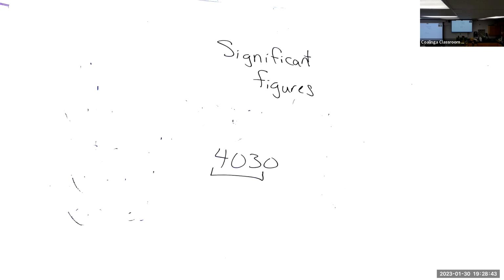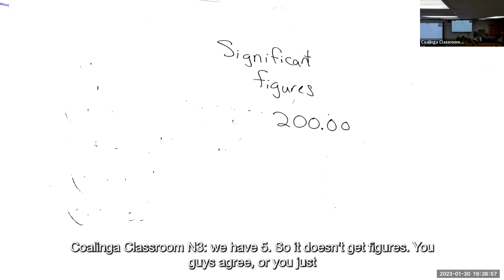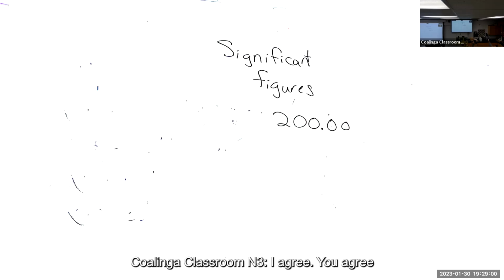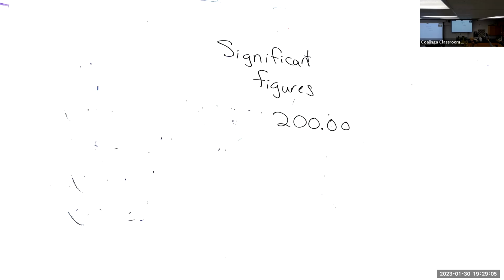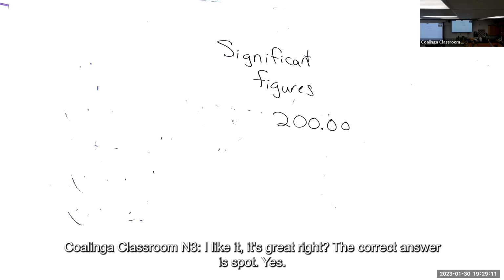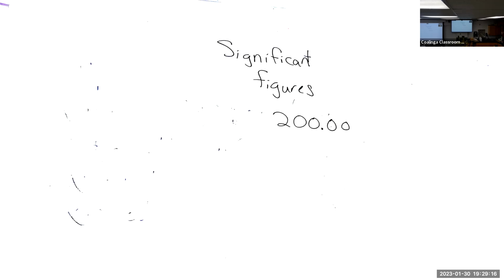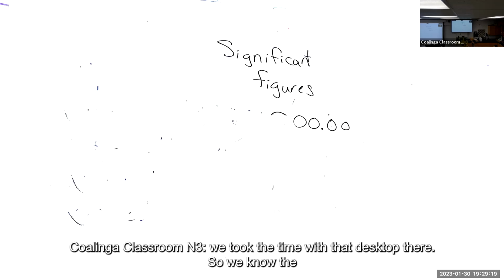Okay, so number 4. We have 0.00. We have 5 significant figures. Do you guys agree or do you disagree? Raise your hand if you agree. She said 5 significant figures. I like peer pressure. It's great, right? The correct answer is 5. Yes. So, if you guys take a look, we took the time to put that decimal there, so we know that these are going to be significant.